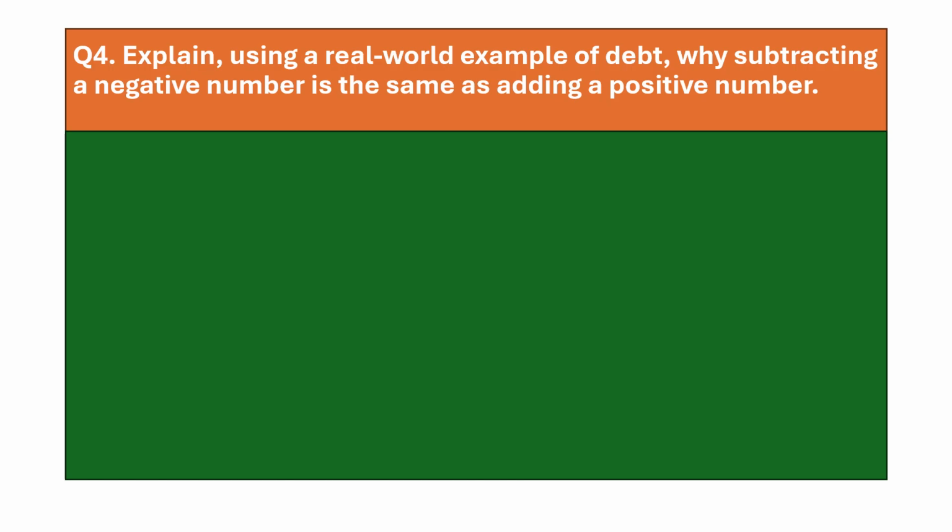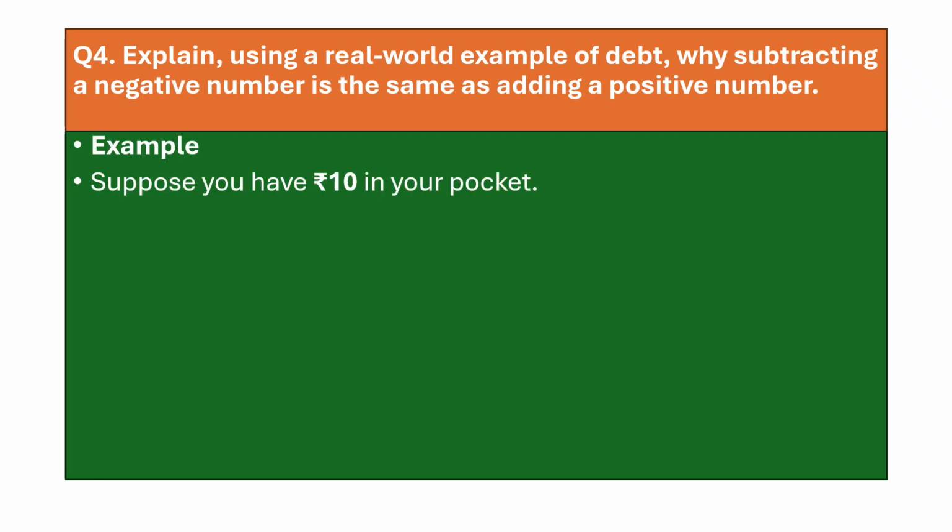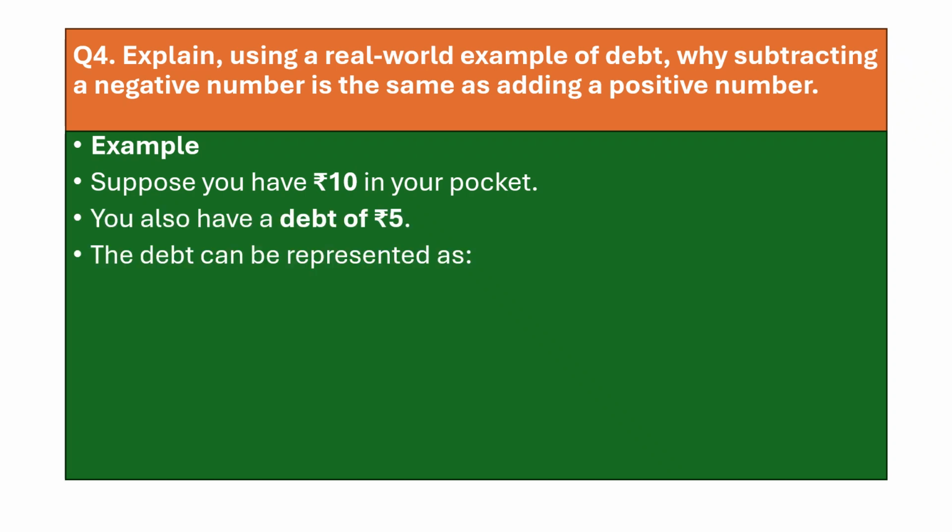Now you need to do question number 4. Explain using a real world example of debt why subtracting a negative number is the same as adding a positive number. Suppose, let's take one example. You have rupees 10 in your pocket. You also have a debt of rupees 5. So debt can be represented as minus 5.